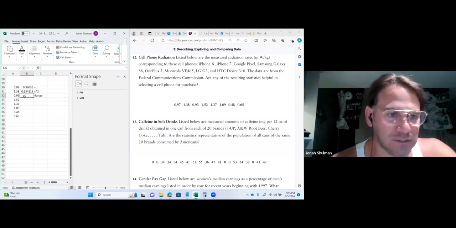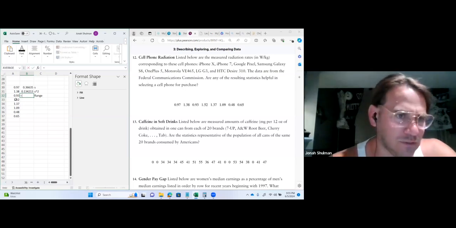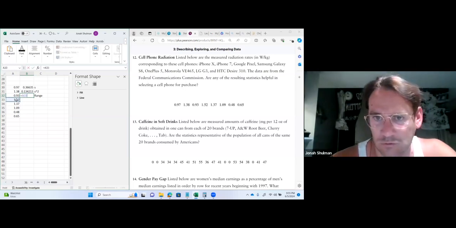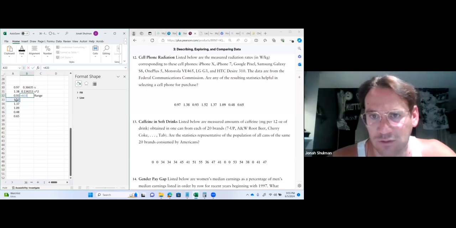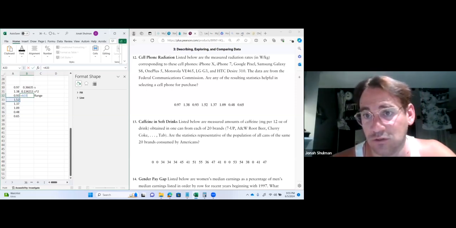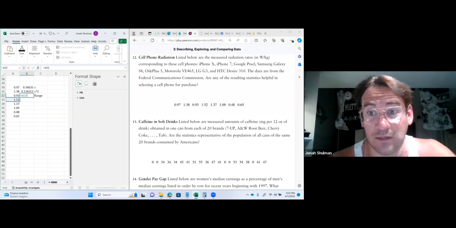The range is the biggest. Our biggest, the 1.52, which is 1, 2, 3, it's the 4th one. So what phone is that? Just so you guys are aware: iPhone X, iPhone 7, the Samsung Galaxy S8. Ooh, I don't know. It's got a lot of radiation.